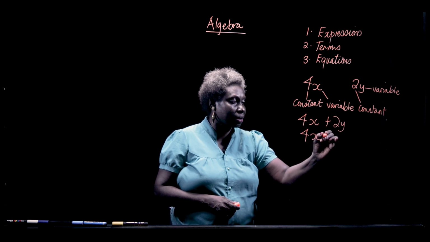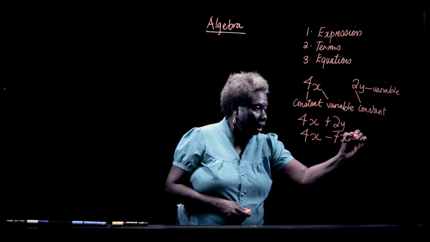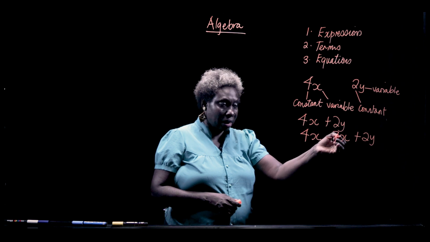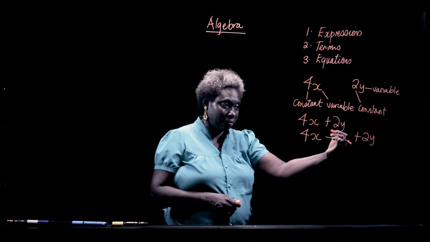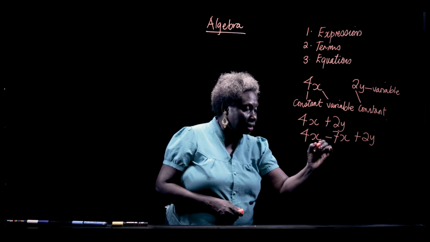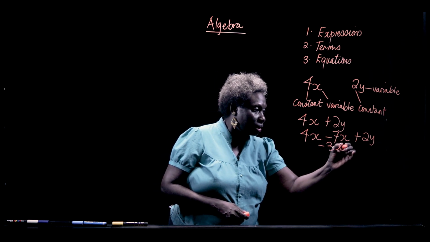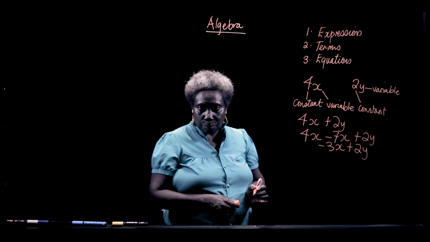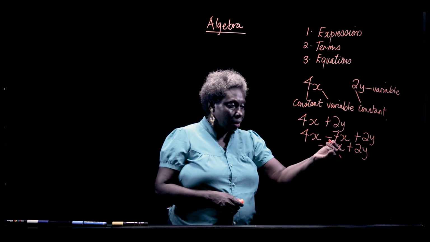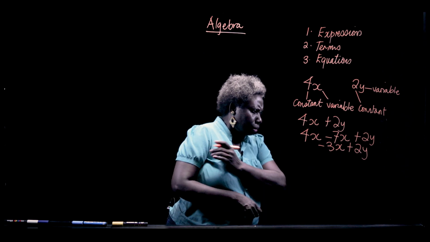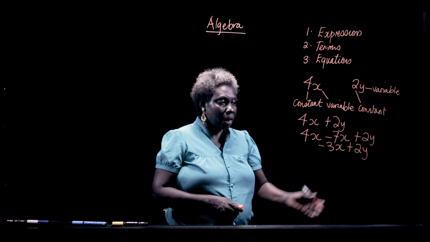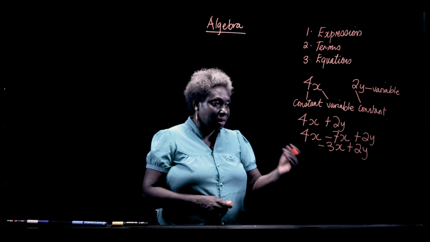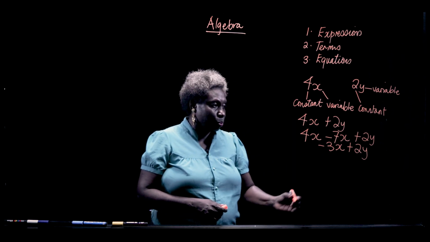Example, I have 4x minus 7x plus 2y. If I simplify this, 4x and 7x can be subtracted together because they are like terms. 4x minus 7x is minus 3x plus 2y. This one is already in its simplest form. I cannot add 3x and 2y because they are not like terms.